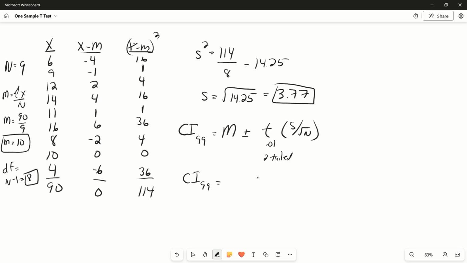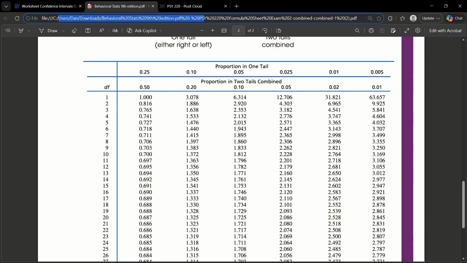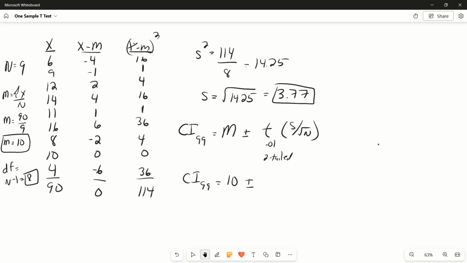So let's do that. Mean is 10. I need that 0.01 two-tailed critical value of t. So degrees of freedom are 8. So we're going to find 8 on the side here. It's two-tailed, so it's always the bottom row. And it's 0.01 two-tailed, so it's all the way to the right here. At 8 degrees of freedom, 3.355. So this is 3.355, always positive, this value.